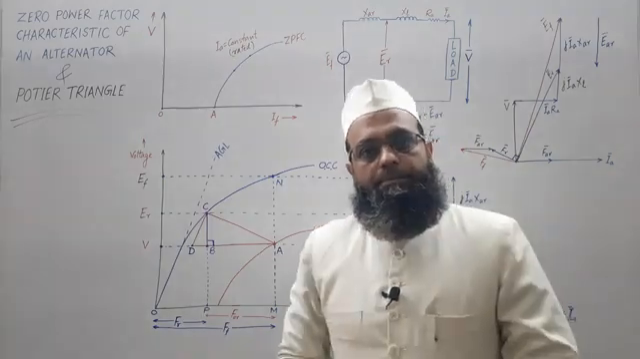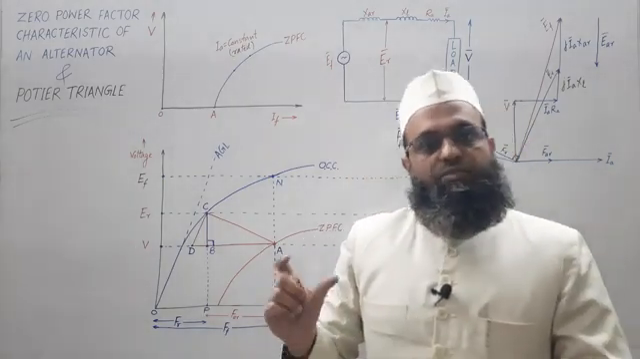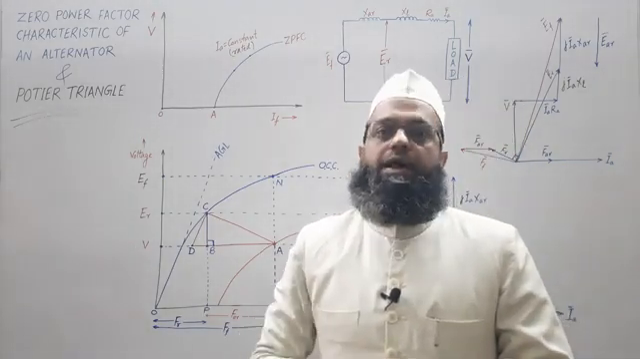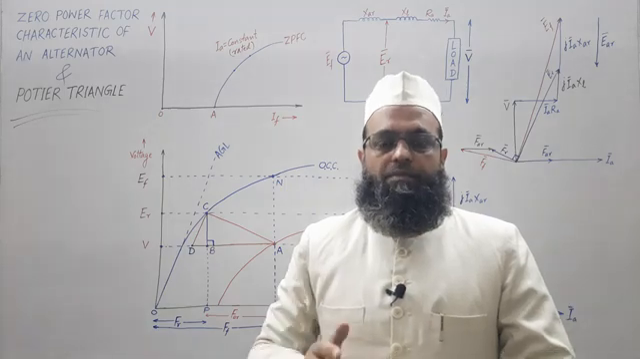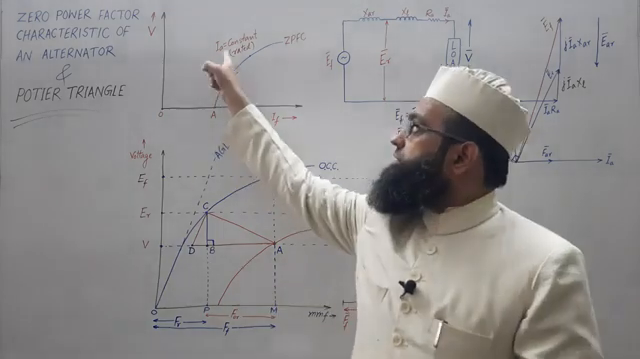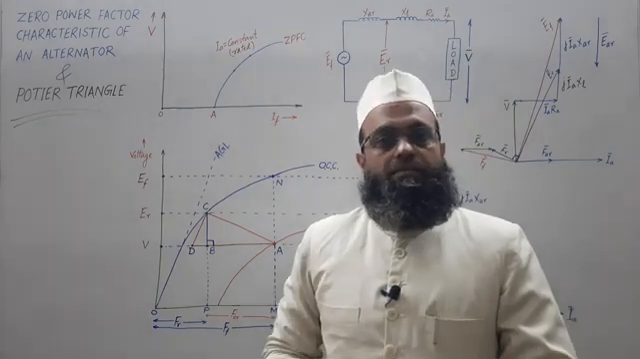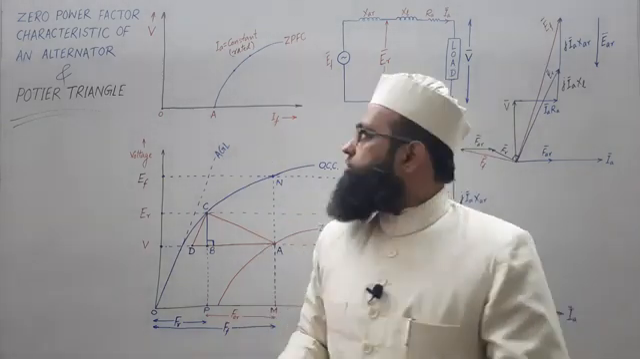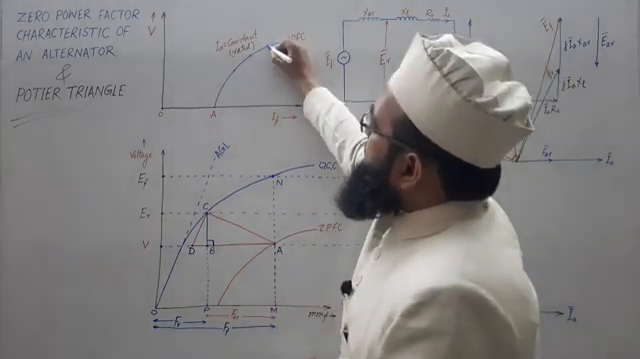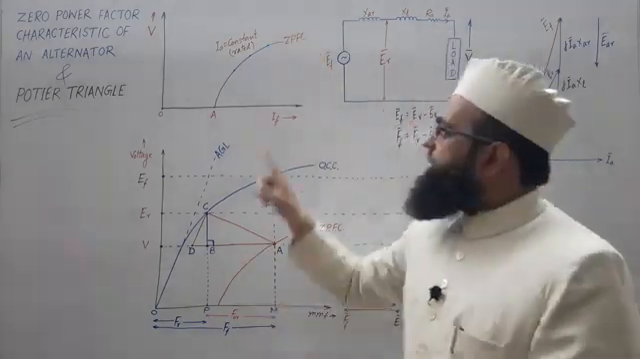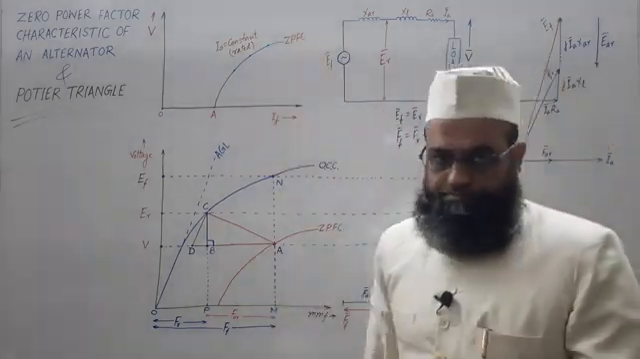Repeat this step, that is, vary the load in small steps and adjust the field current to get rated armature current, and note down that particular reading. So, you will get several readings, and corresponding to those readings you will get one plot like this.